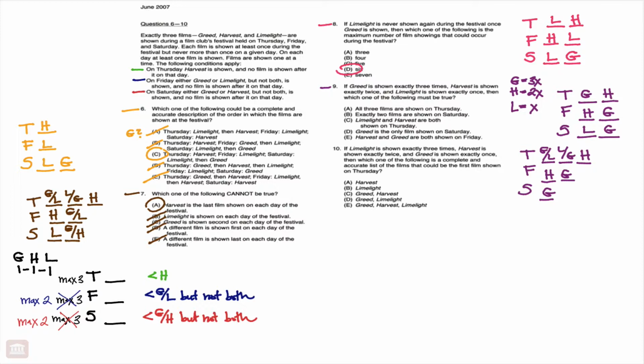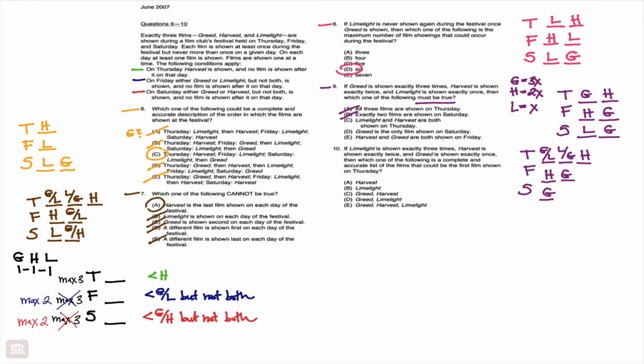So now we're looking for, again, what must be true. A, all 3 films are shown on Thursday, and while that's definitely possible, you notice it doesn't have to be true, because in our first scenario, we only had 2 films on Thursday, so A is eliminated. Again, a must be true question means that one counterexample would disprove it as a possibility. Moving to B, exactly 2 films are shown on Saturday, and again, you notice in our second option here, we only had 1 film, Greed, on Saturday, so B does not have to be true, and B would be eliminated.